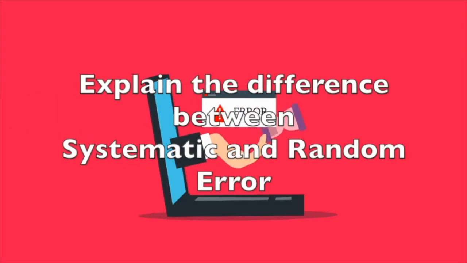You should now be able to explain the difference between systematic and random error.